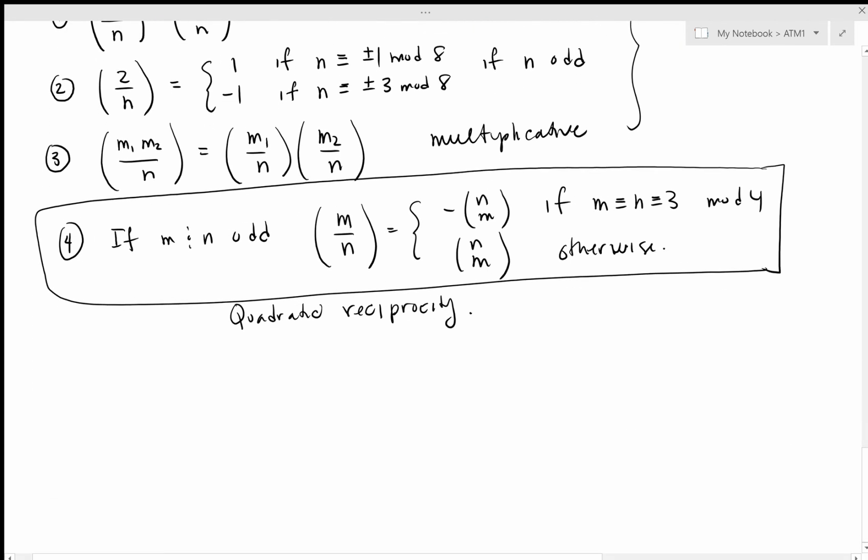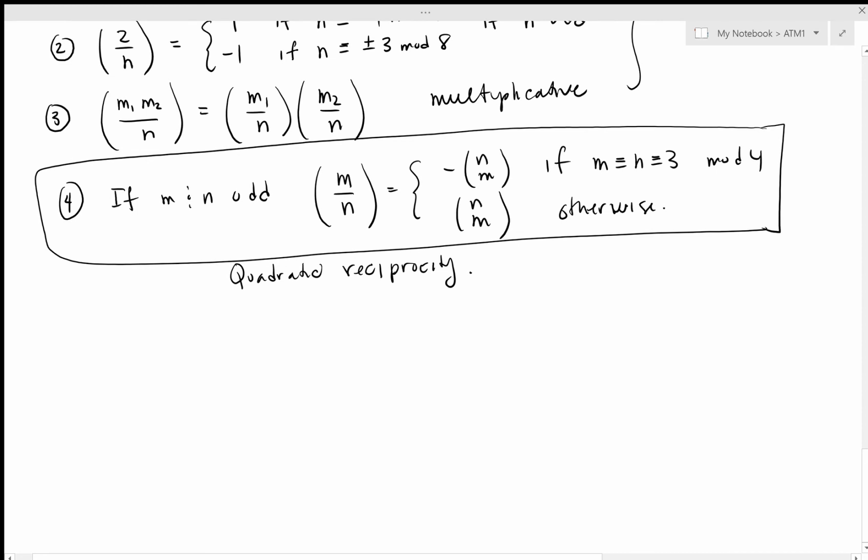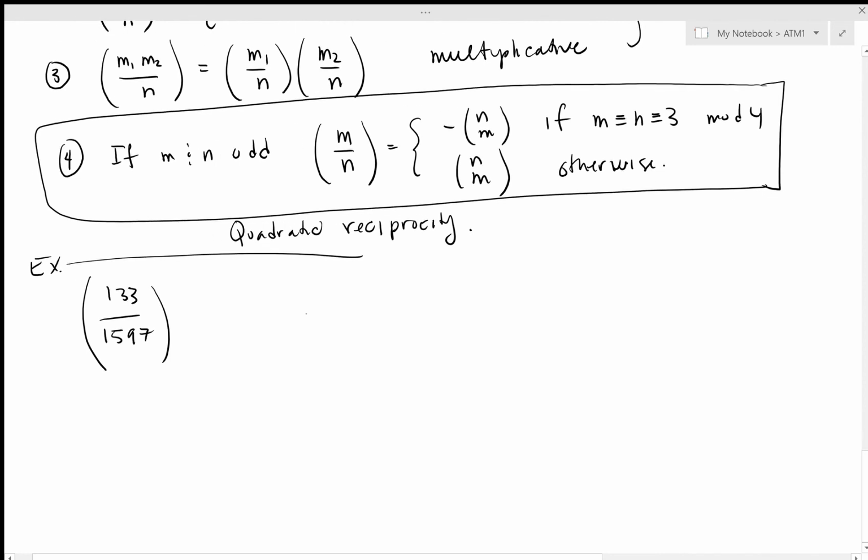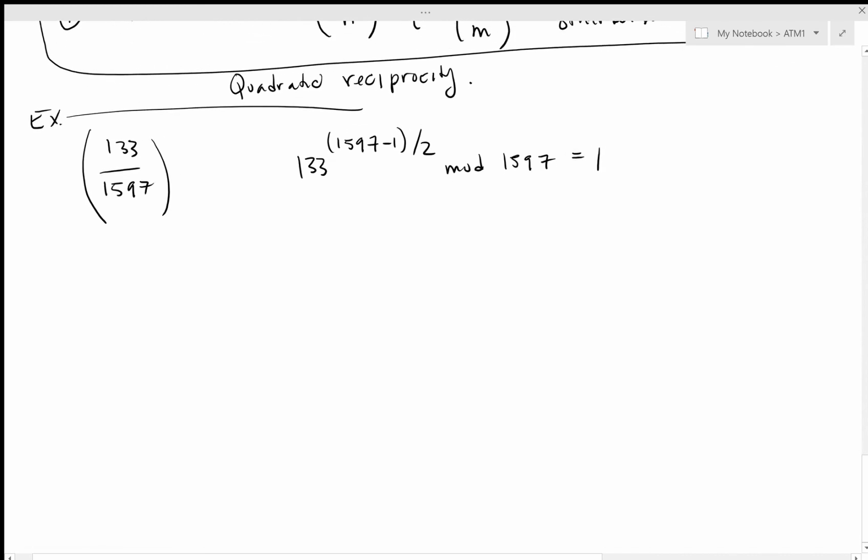Okay, so we're going to go for an example here. We're going to try to calculate this Legendre symbol here, 133 over 1597. We already did this, in fact, and we already have a formula for doing that. I calculated it with modular exponentiation. Now I'm going to look, can I do this another way that is less time consuming? We did it this way, mod 1597, and that's equal to 1. Okay, so we know the answer. The answer is 1.